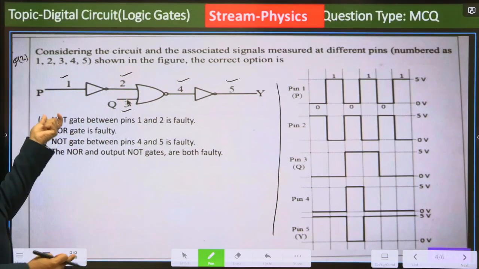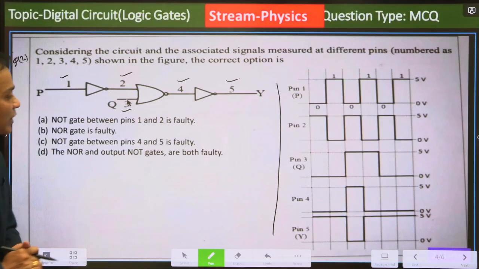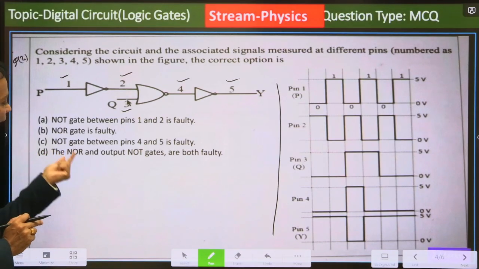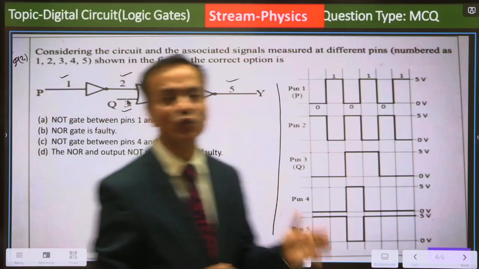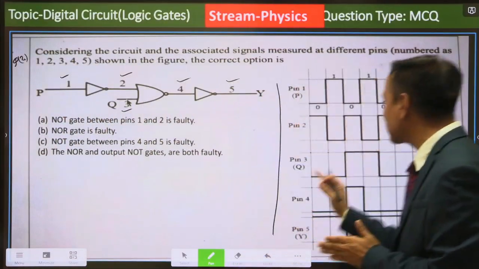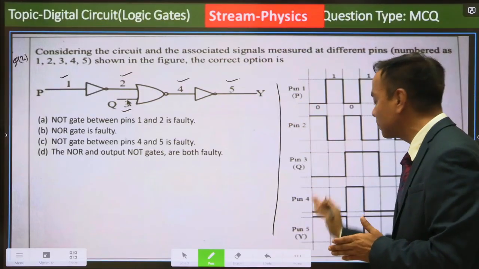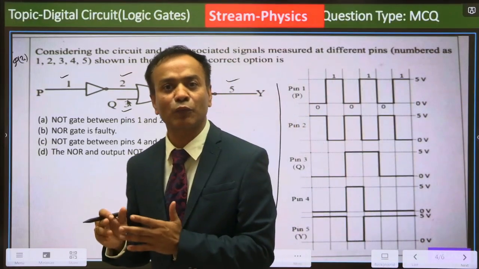So now if you see it here, option A is given: NOT gate between pins 1 and 2 is faulty. Option B, NOR gate is faulty. Option C, NOT gate between pins 4 and 5 is faulty. Option D, the NOR and output NOT gates are both faulty. So it means in this question we need to find out, as per their waveform provided here at each and every pin, which pin has produced the faulty signal.